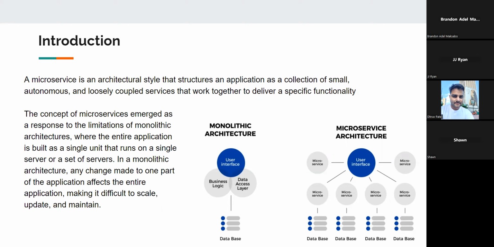The concept of microservices emerged as a response to the limitations of monolithic architectures, where the entire application is built as a single unit that runs on a single server or set of servers. In a monolithic architecture, any change made to one part of the application affects the entire application, making it difficult to scale, update, and maintain.